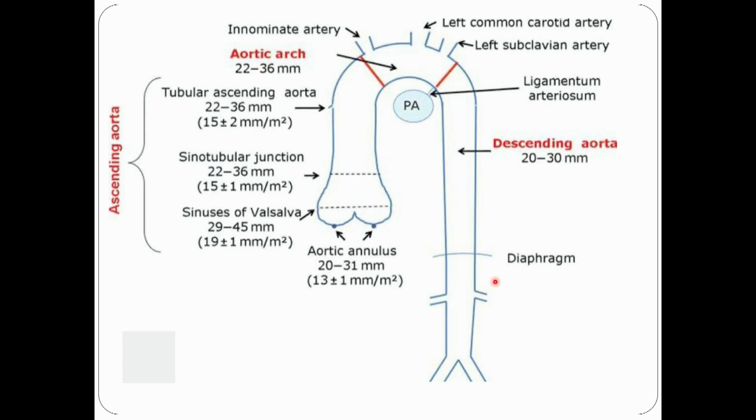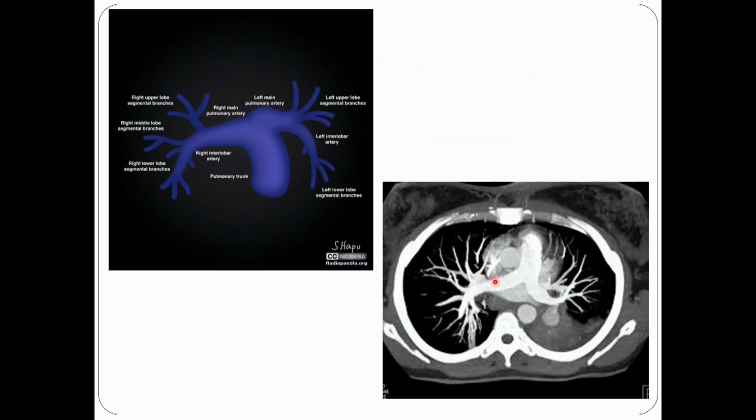We should grossly know the sizes of the aorta. The aorta is largest at the region of sinus of Valsalva, which measures approximately 3 to 4.5 centimeter. Then ascending aorta and arch of aorta nearly measures 22 to 36 millimeter in diameter, and descending thoracic aorta, which is tapering from top to bottom, ranges from 20 to 30 millimeters.